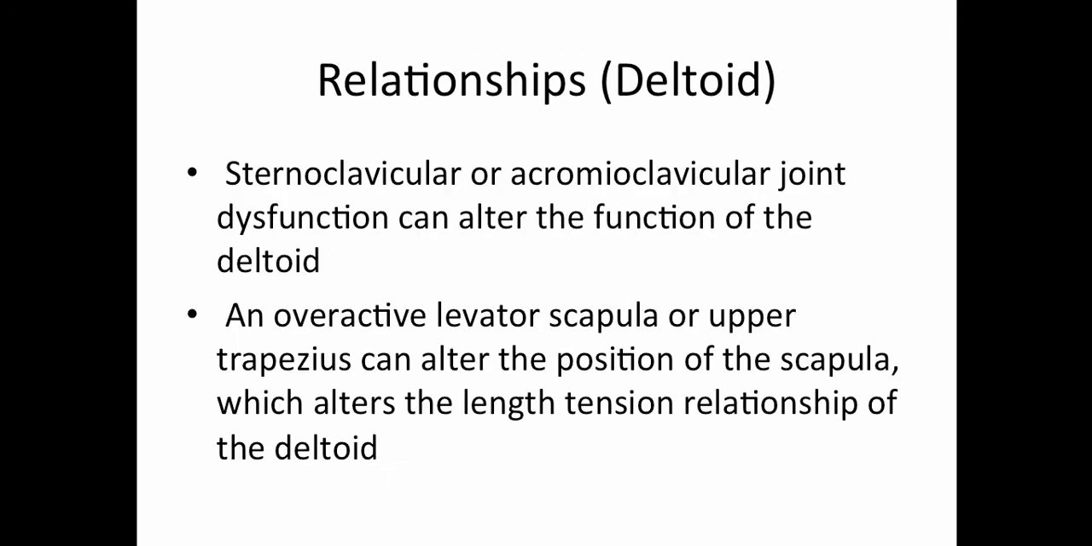The sternoclavicular or acromioclavicular joint may have dysfunction that can alter the function of the deltoid. An overactive levator scapula or upper trapezius can alter the position of the scapula, which then alters the length-tension relationship of the deltoid.